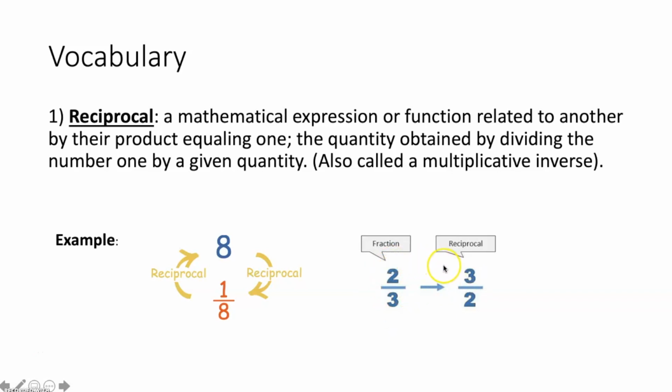Now, the easiest way to think about this, the shortcut in finding a reciprocal, is just if you have a fraction, switch the numerator and denominator. So if 2/3 is my fraction, I switch the numerator and denominator and get 3/2. That's the reciprocal of 2/3. If you have a whole number, just write it as a fraction. So 8 is the same as 8 over 1. So if I want to find the reciprocal of 8, I just write it as 8 over 1, switch the numerator and denominator, I get 1/8. That's the reciprocal of 8.